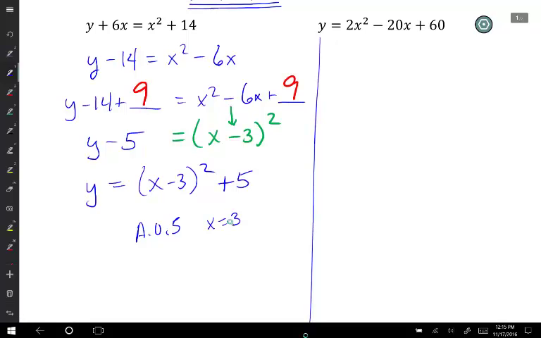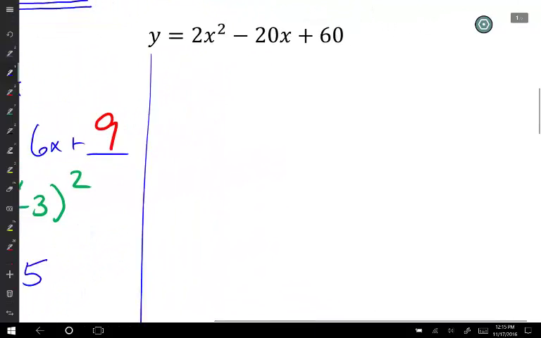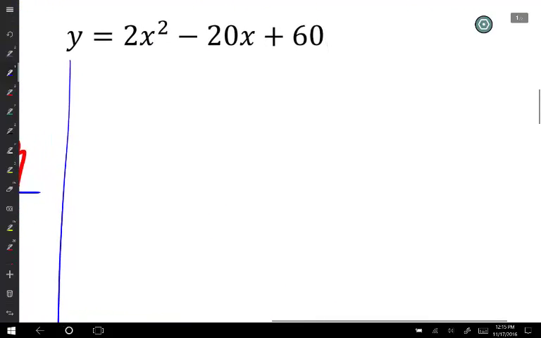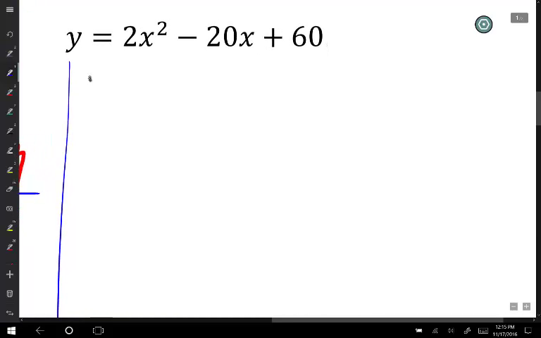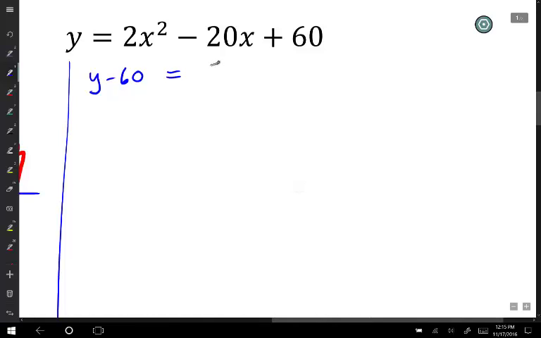Okay. All right, let's slide over here to our second example. The big difference here is there's a 2 in front of the x squared, but we're still going to bring the 60 over first. Do you agree? Now, watch what I'm going to do. I'm going to do a second thing on this first line. What do you think I want to do with that 2? Factor it out. Good, Max. So x squared minus 10x.